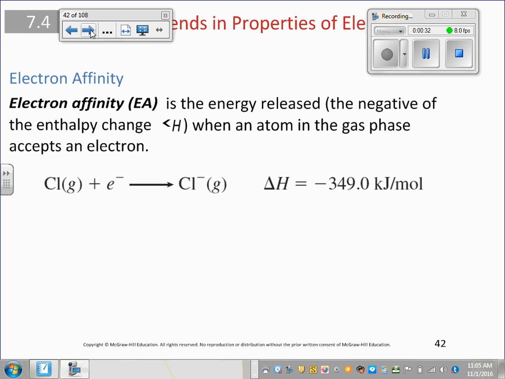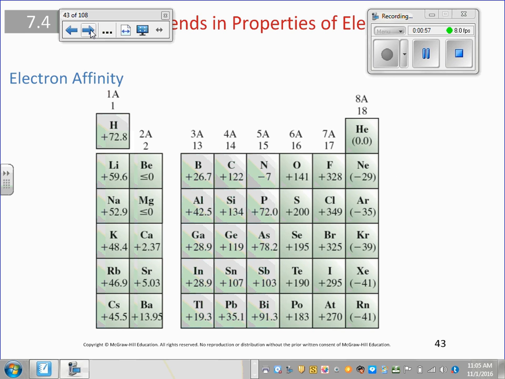So ionization was pulling off an electron. Kind of the opposite of that is electron affinity. That's the energy released when an atom in the gas phase accepts an electron. So you see chlorine in the gas accepting an electron, and it releases 349 kilojoules per mole. And here you can see some of the electron affinities. That table's in your book.